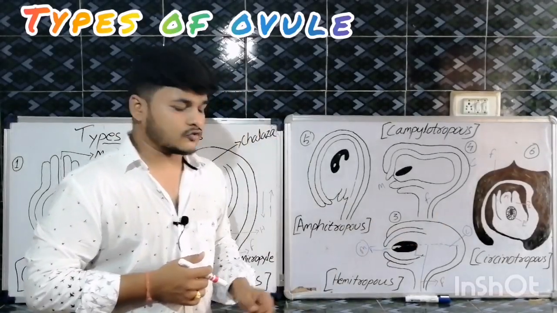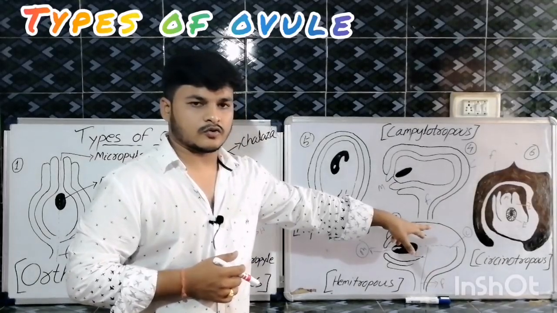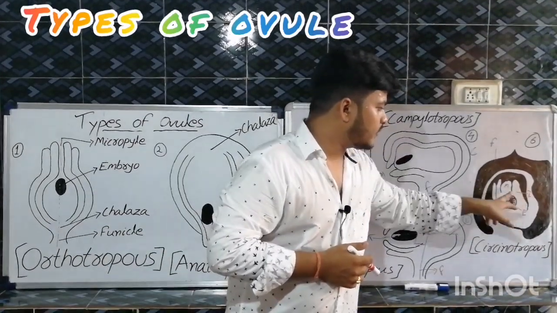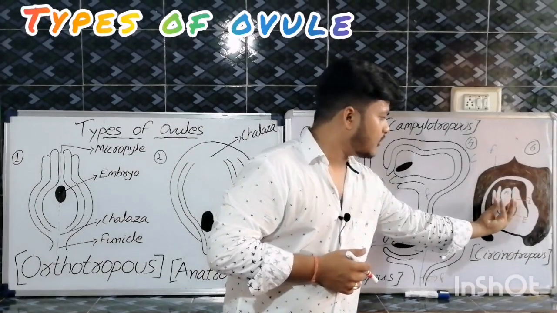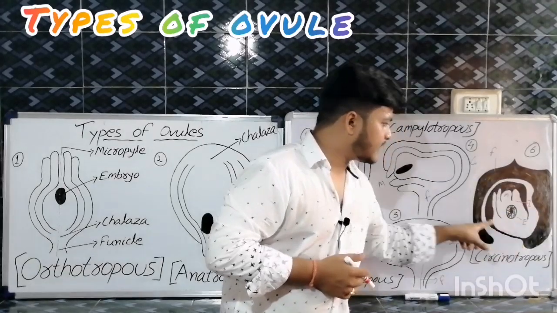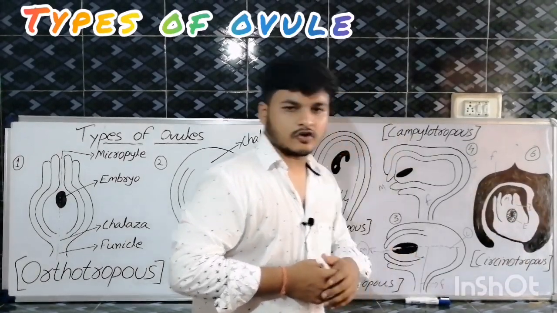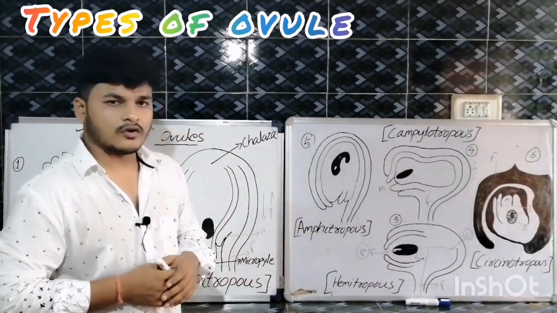Next, the circinotropous ovule. In the circinotropous ovule, the funicle makes a round over the total body part. That means the funicle part, embryo sac, integument and micropylar end are arranged upright, but it contains a single loop over there. That means a rounded structure. This is the circinotropous ovule, and these types of ovules are mainly found in Opuntia.